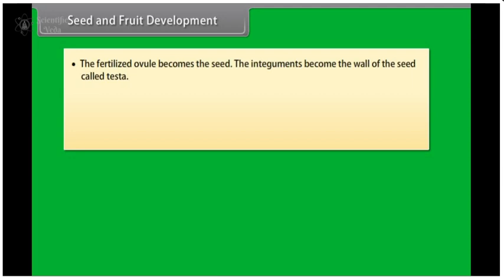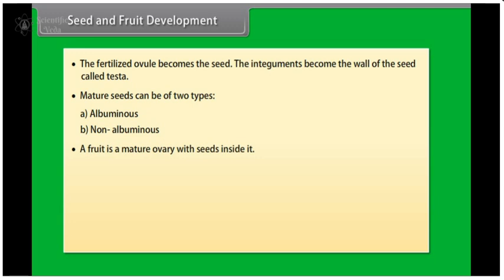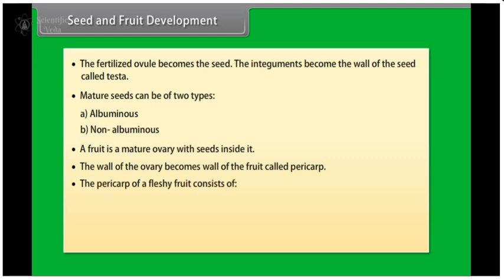Seed and fruit development. The fertilized ovule becomes the seed. The integuments become the wall of the seed, called testa. Mature seeds can be of 2 types: A. Albuminous, B. Non-albuminous. A fruit is a mature ovary with seeds inside it. The wall of the ovary becomes the wall of the fruit called pericarp. The pericarp of a fleshy fruit consists of A. Endocarp, around the seed, B. Mesocarp, the fleshy portion, C. Exocarp, the skin.